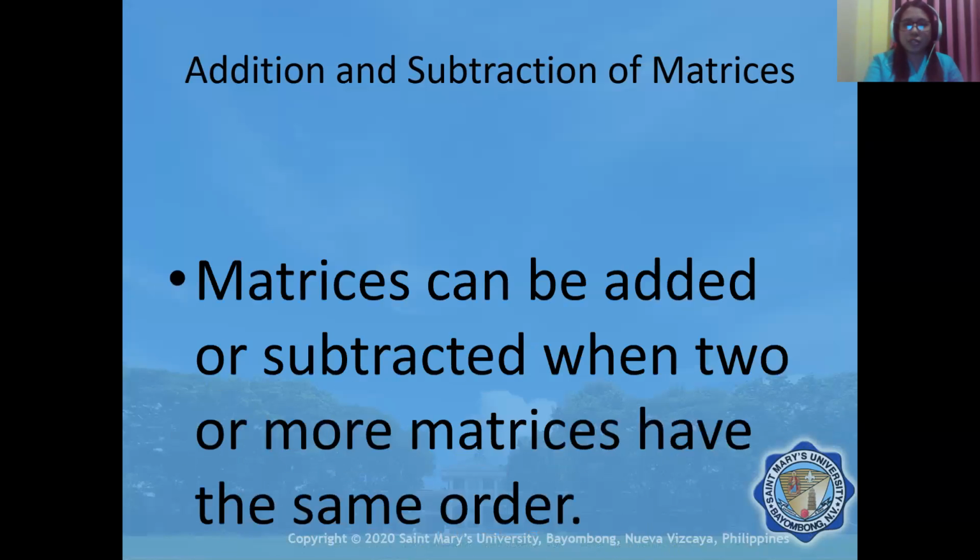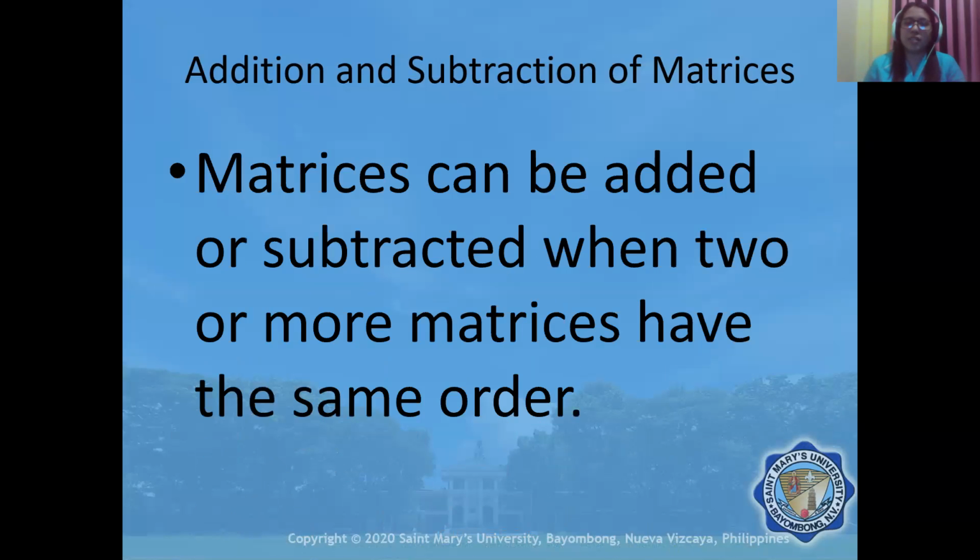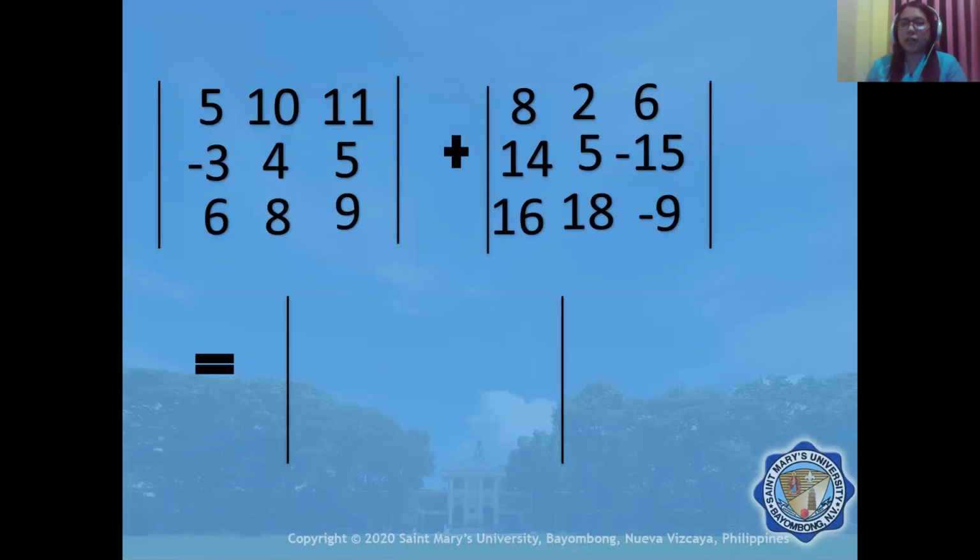In addition and subtraction, matrices can be added or subtracted only when two or more matrices have the same order. For example, here we have a 3 by 3 matrix added to a 3 by 3 matrix. We have the same order, which means that we can add these two matrices.